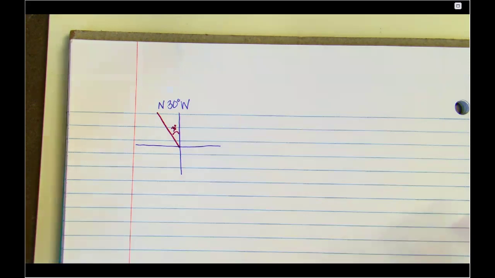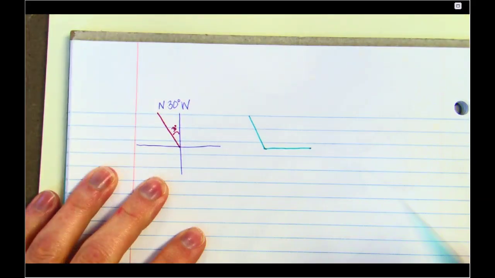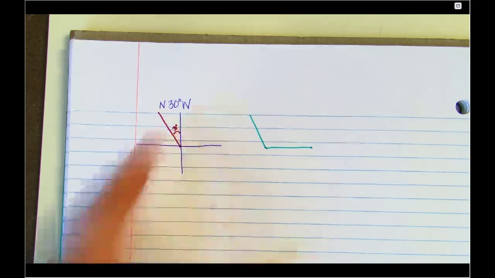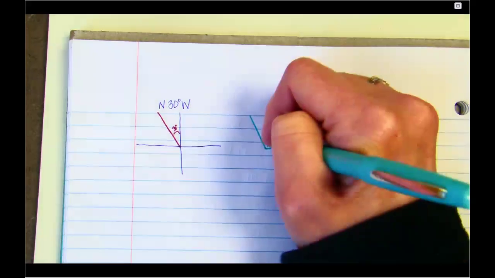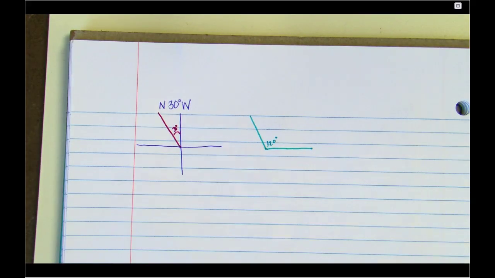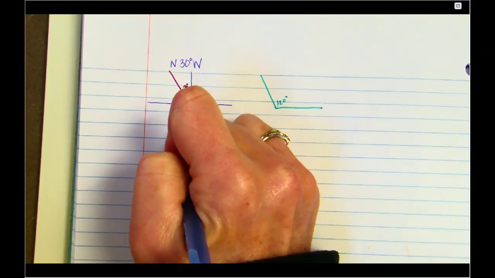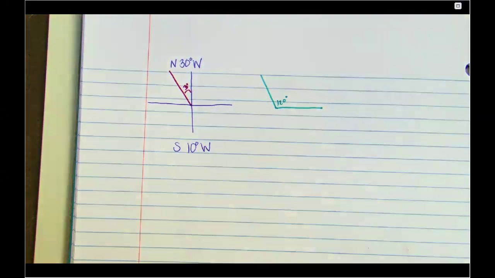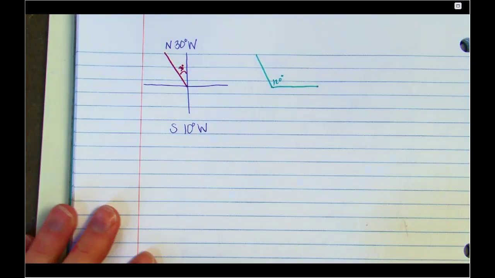Now, when we put it back into terms of angles that we've been dealing with, we're talking about this angle, which would be how many degrees? 120, because of the normal 90 and then the 30. This would be 120 degrees. Okay, so let me have you try south 10 degrees west. Just a sketch of it is fine.